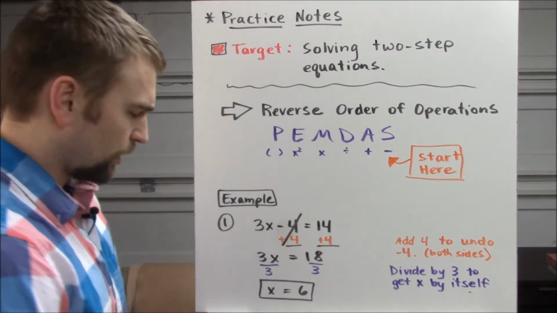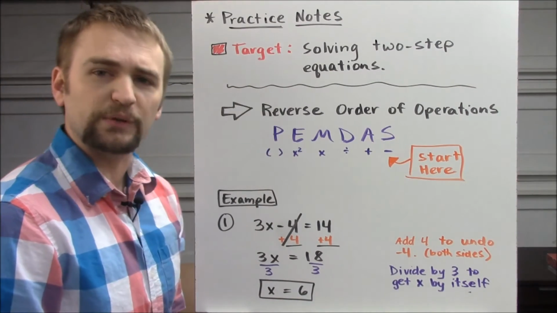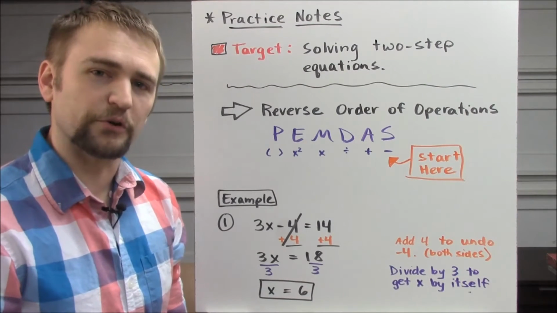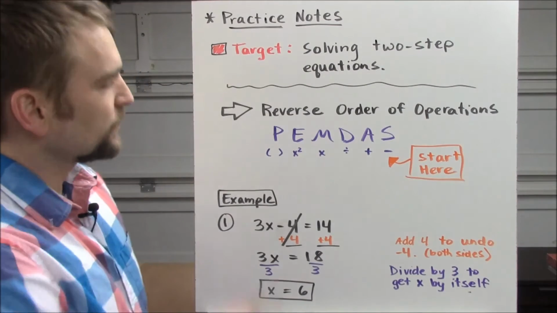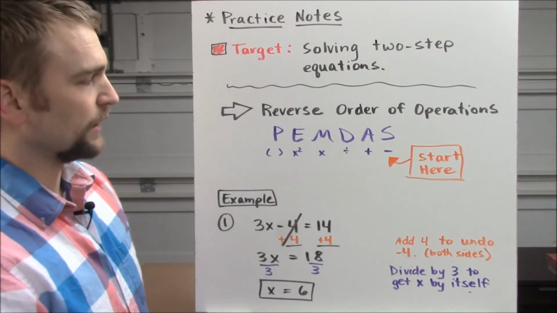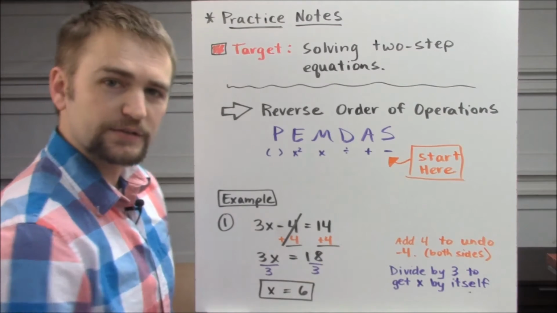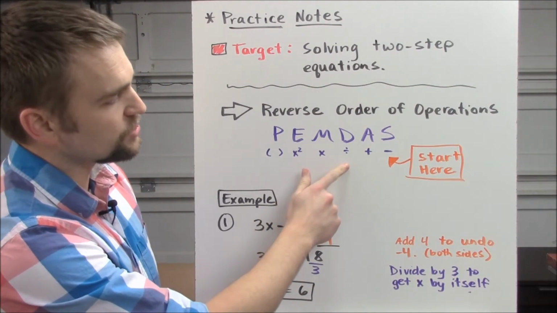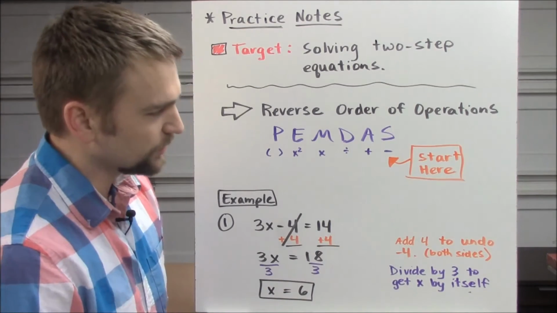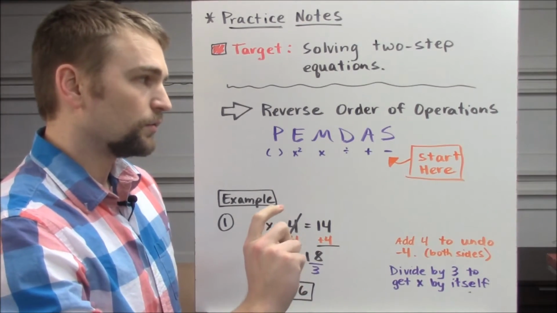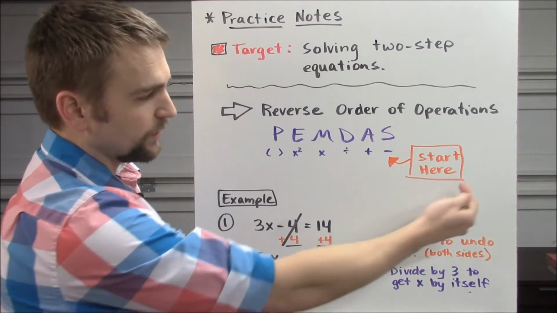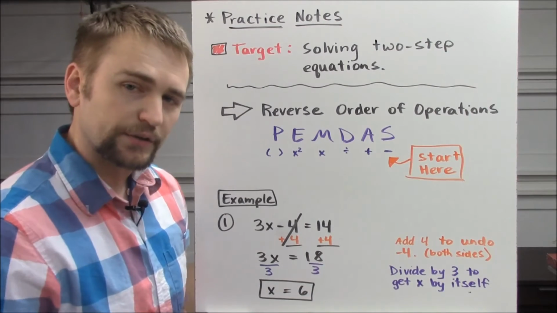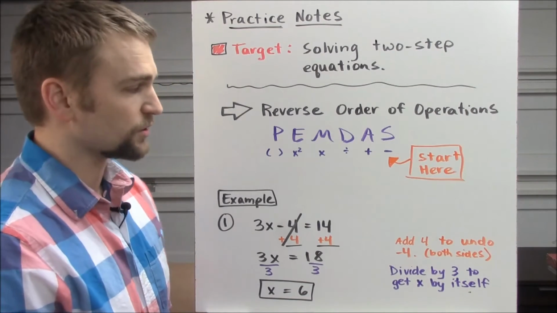Alright, so our target is solving two-step equations. And again, this is just a sample lesson for note-taking. So we do the reverse order of operations. And here's the order of operations, PEMDAS: parentheses, exponents, multiplication, division, addition, and subtraction. Since we're doing the reverse, we go from this direction. So we want to start with addition and subtraction, and undo the two-step equation from that direction.